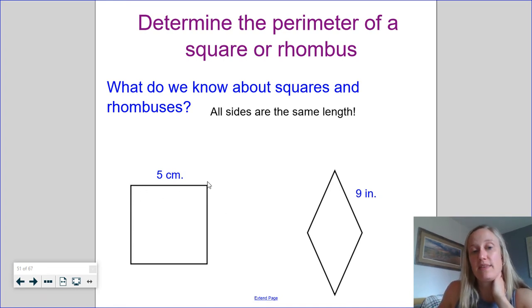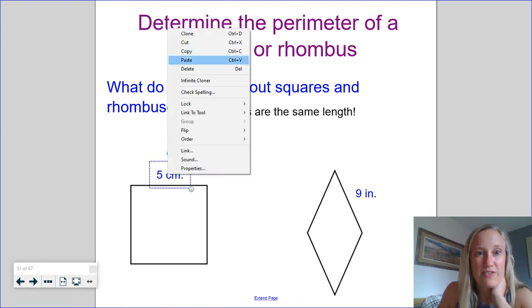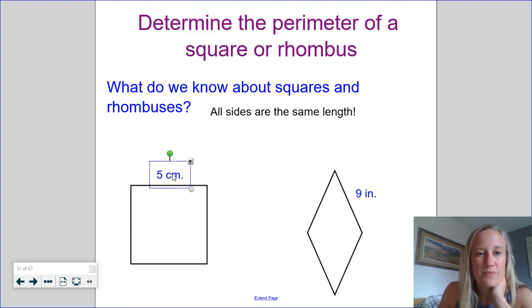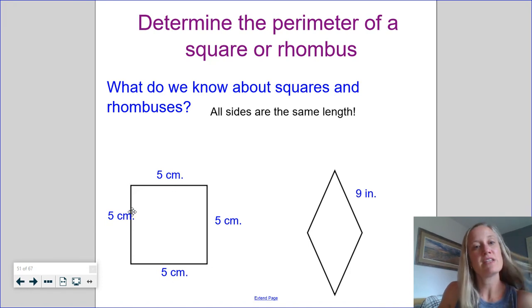So this square has one side of 5. What does that mean? That means that all the sides are 5. So watch what I'm going to do. Well, let me do this. That means this side is 5. And that means this side is 5. And that means this side is 5. If all the sides are 5, then to find the perimeter, I'm going to do 5 plus 5 plus 5 plus 5, which would be 20. So this has a perimeter of 20 centimeters.